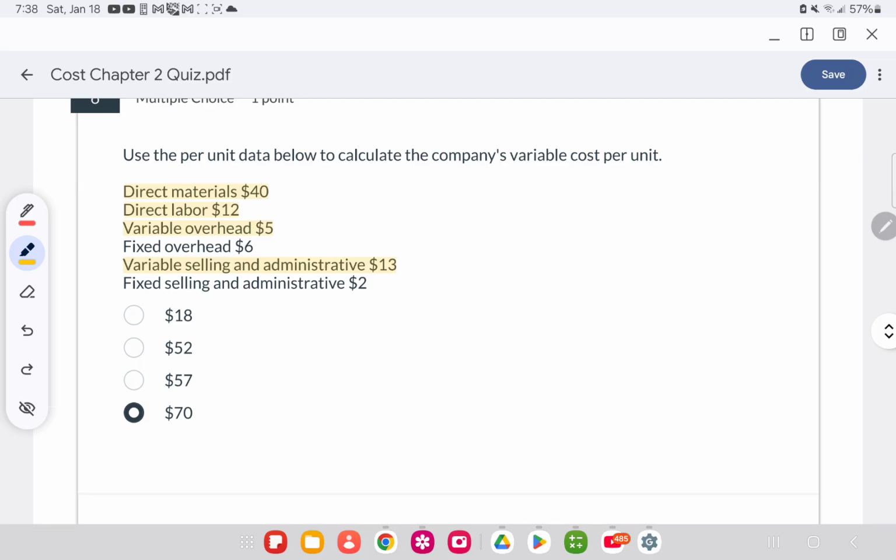Fixed is not. So moral of the story is variable is variable, whether it's a product cost or a period cost. So we're getting into some really weird overlap here, right? So when we're looking for variable, I don't care if it's period, you're including it. If it's a variable cost, you include it. They do not discriminate. All right, so 40 plus 12, 52, 57, 60, 70. Good.